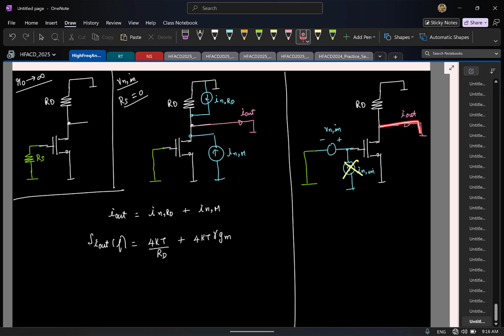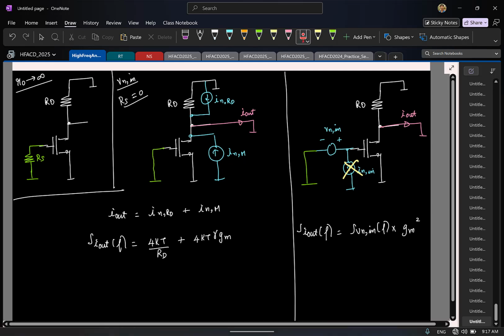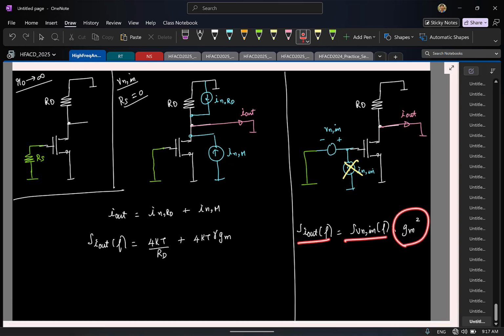So the output power spectral density here will be the input power spectral density times what? Gm square. I just have to find the transfer function from this voltage to the short circuit current. That is essentially the short circuit transconductance, which you already know is Gm. Is this okay? Remember, the output power spectral density is the input power spectral density times the magnitude squared of the transfer function, right? It's all power, so things are squared.